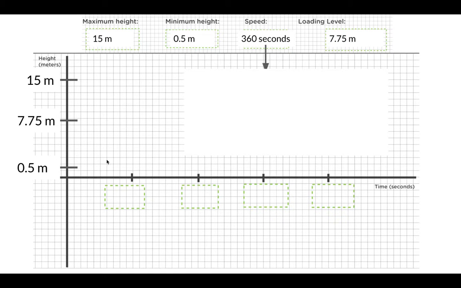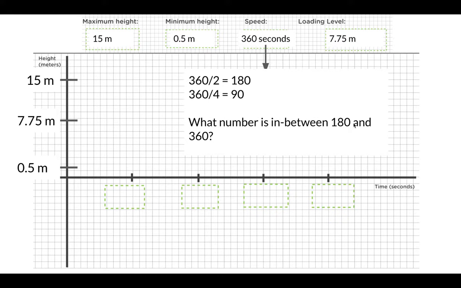Now, for the x-axis, what do we put in these green dotted boxes? I know that my total period is 360, so I'm going to put a 360 right there. But I want to find out what is half of 360. Well, that's 180. That's going to go right here. What's a quarter of 360? That's 90 seconds. That's going to go right here. And what number is in between 180 and 360? What is this third thing right here? That's going to be 270 seconds. So let's fill in what I have: 360 as the total, 180 as the half, 90 as the quarter, and 270 as the three-quarters.